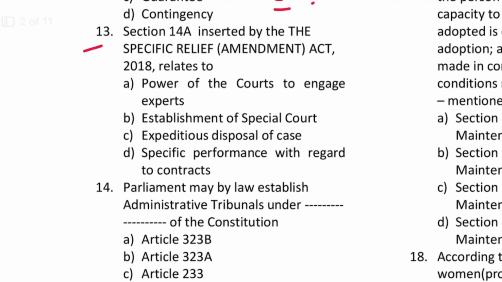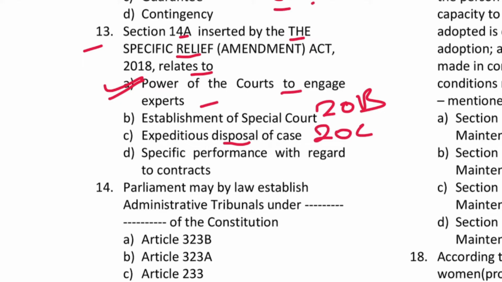Next 13. Section 14A, inserted by the Specific Relief Act 2018, relates to power of court to engage expert. A is the answer. ये इस्टेब्लिशमेंट ऑफ स्पेशल कोर्ट कहाँ पर है? ये है 20B, एक्सपीडियस डिस्पोजल ऑफ केसेस, ये है 20C, एंड स्पेसिफिक परफॉर्मेंस विद रिगार्ड टू कॉन्ट्रैक्ट्स, इट इज सेक्शन 10.